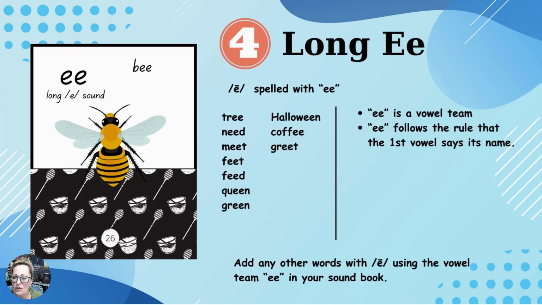The next sound card is number 26. This is with the cute little B on there with the EE. So this is our B. Tree, need, meet, feet, feed. These are all words that they should be familiar with by the time they get to high school. These all have a double E. Double E is a vowel team. It follows the rule where the first vowel says its name. Even the second vowel says its name because there are two E's, but anyway, we would consider that following the rule.